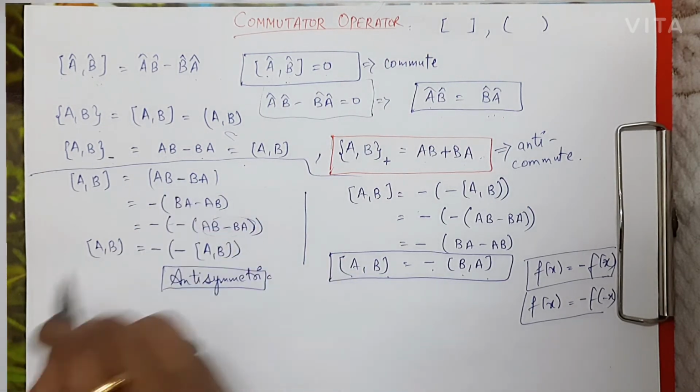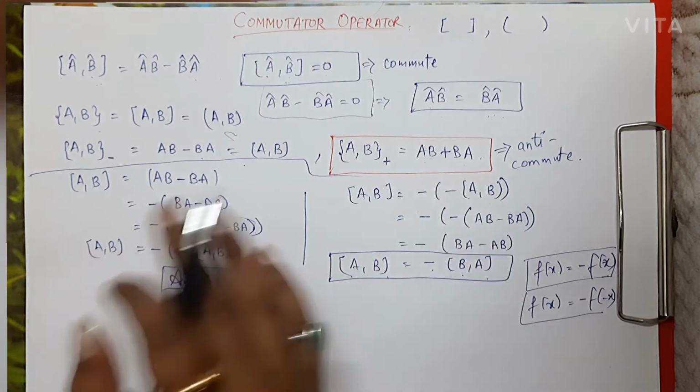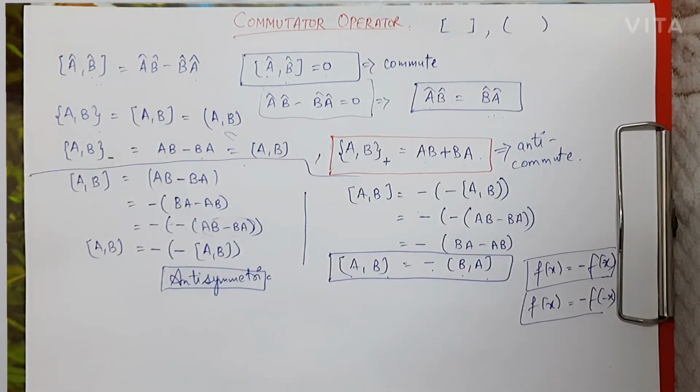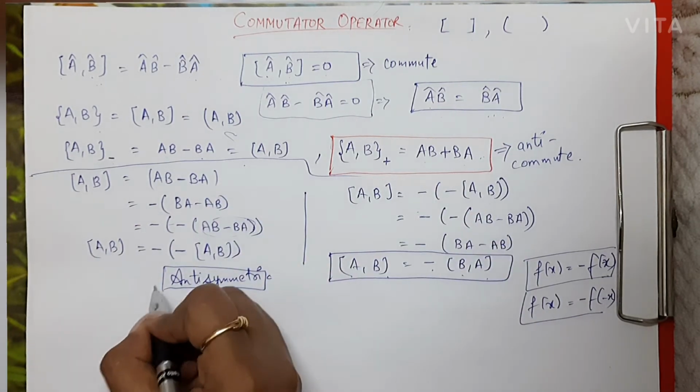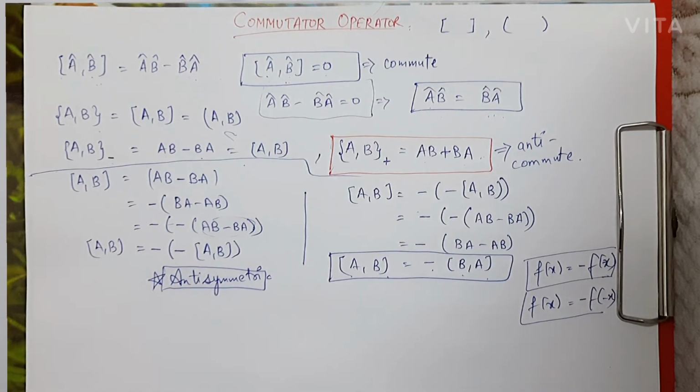If you're not able to understand these derivations, then there is literally no need to go for these derivations. You just have to remember that commutator operators are anti-symmetric in nature. Now we'll try and solve some of the questions based on commutator operators, and based on our results we are going to have some of the common results.